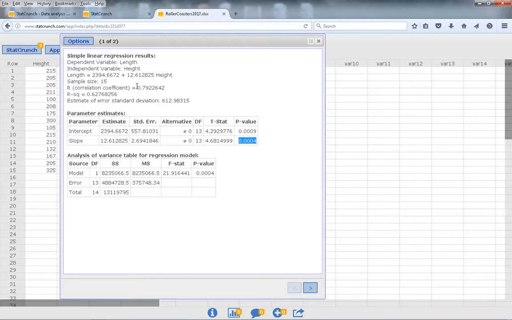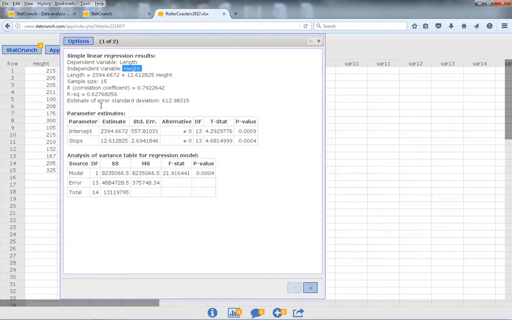Again, the correlation is positive because there's an increasing pattern. As the hill gets higher on the coaster, the length of track gets longer. So there's a positive relationship there. The R square, okay, 62.77% of the variability in the length of track of a coaster can be explained in a straight line model with height as the predictor.